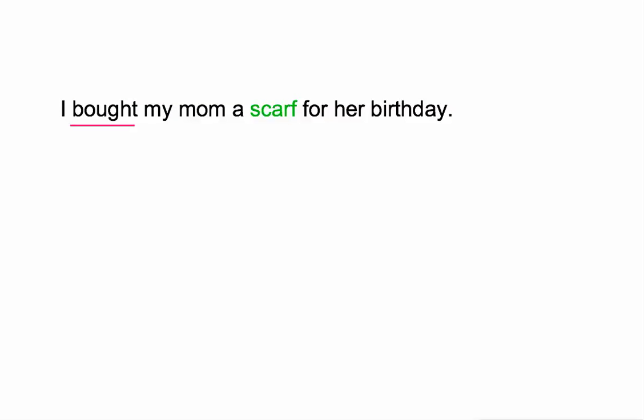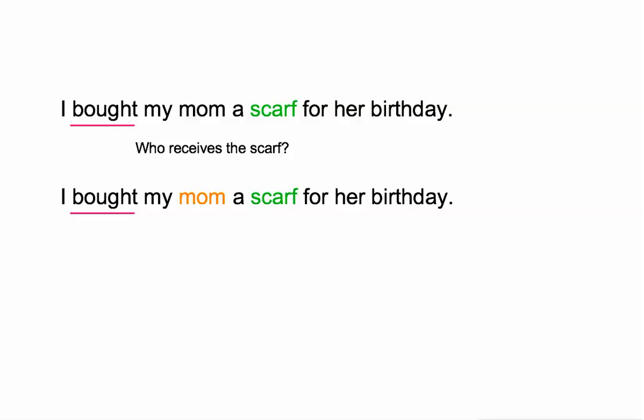In the sentence, "I bought my mom a scarf for her birthday," we've already identified that scarf is the direct object, so we ask who receives the scarf? My mom receives the scarf. Scarf is the direct object, mom receives it, therefore she's the indirect object.